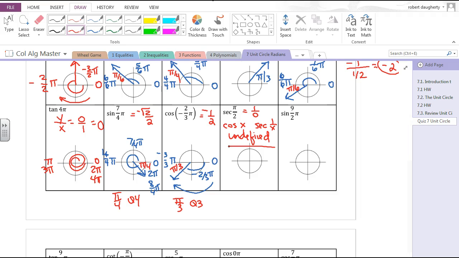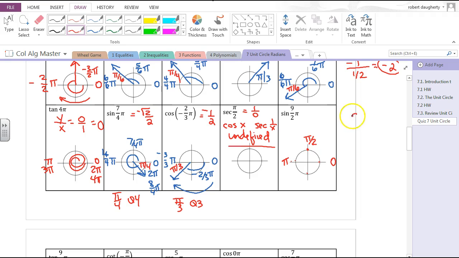Sine of 9/2 pi. So this is 0, and this is pi. Where is 9/2? Several ways of doing this. If you look at pi over 2, every time you go one quadrant, that's pi over 2. So pi over 2, 2 pi over 2, 3 pi over 2, 4 pi over 2, 5 pi over 2, 6 pi over 2, 7 pi over 2, 8 pi over 2, 9 pi over 2 is right here.